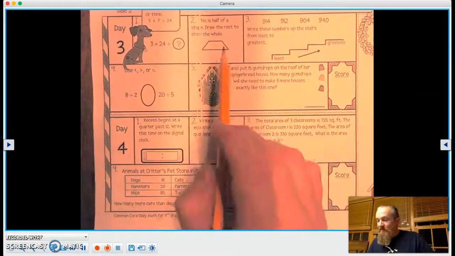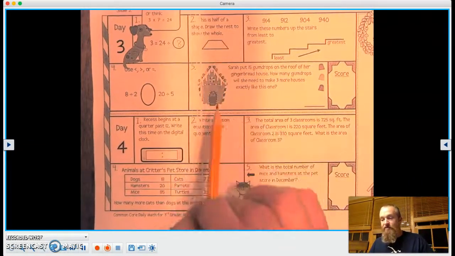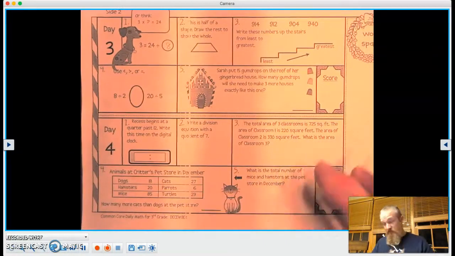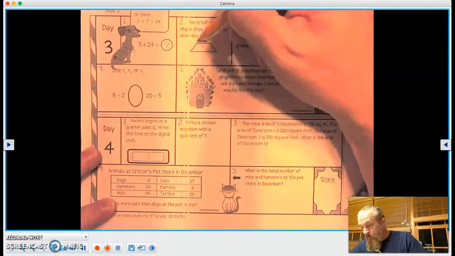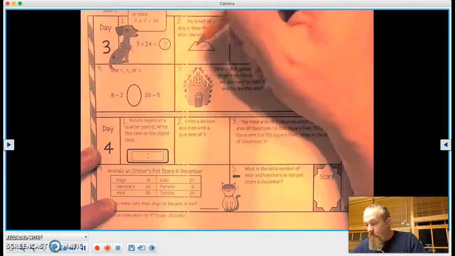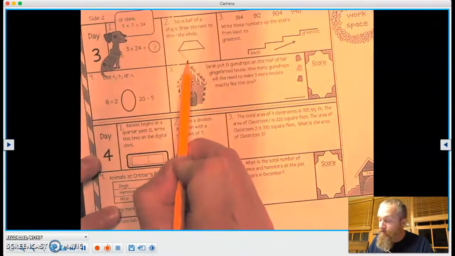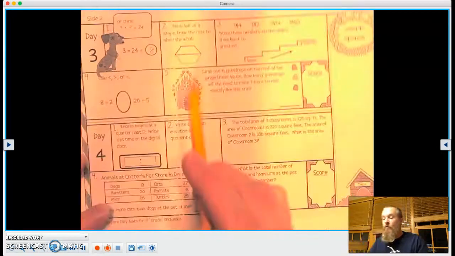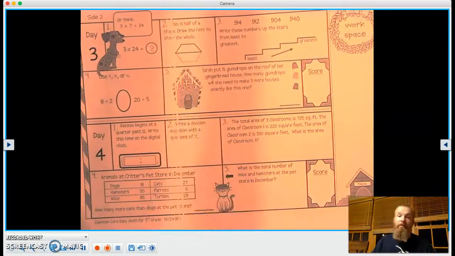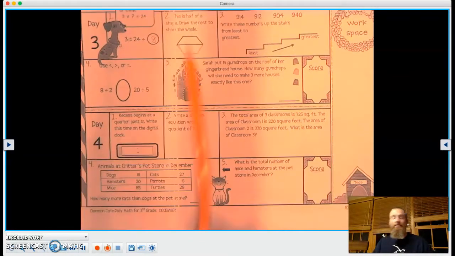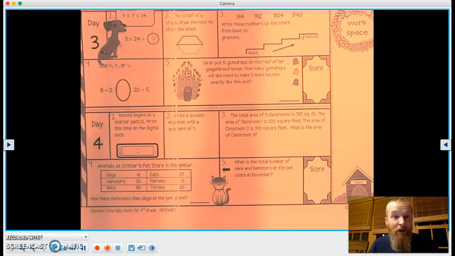Here we go. This is half of the shape. Draw the rest to show the whole. I always think of this as back in my kindergarten teaching days. Let's see, about here, yeah. This here was the yellow, right? That was the yellow pattern block. Or 2 reds made 1 yellow, right? The 2 reds, each one was a trapezoid, and put them together and they make the yellow hexagon.